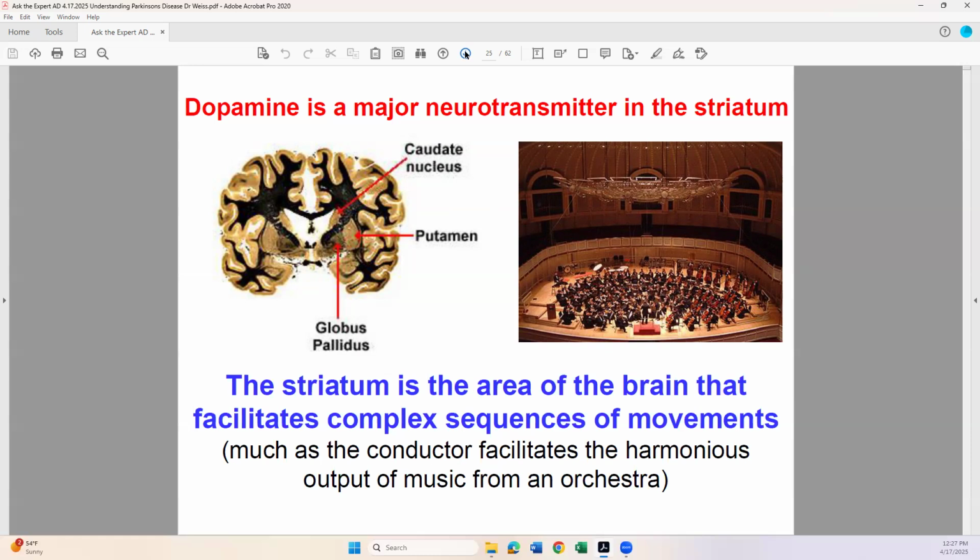And I like to think of it like the symphony orchestra and the conductor. The conductor isn't playing the music, he or she is making it more rhythmic, smoother. And that's what this part of the brain does. It sort of smooths out movements to make them occur efficiently. This is the part of the brain that's malfunctioning in Parkinson's disease.